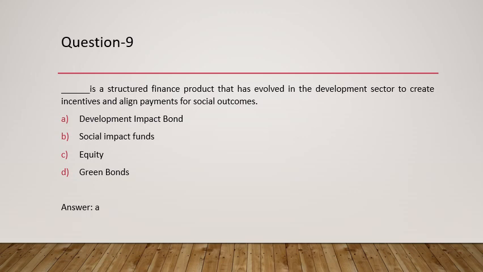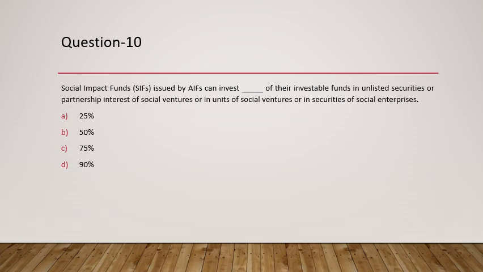Now let us move to question number 10, which is social impact funds, which are issued by alternative investment funds, can invest how much of their investable fund in unlisted security or partnership interest of social ventures, or in units of social venture or securities of social enterprises? The answer obviously is 75%. So this completes the 10 questions that I was planning to cover in the video.